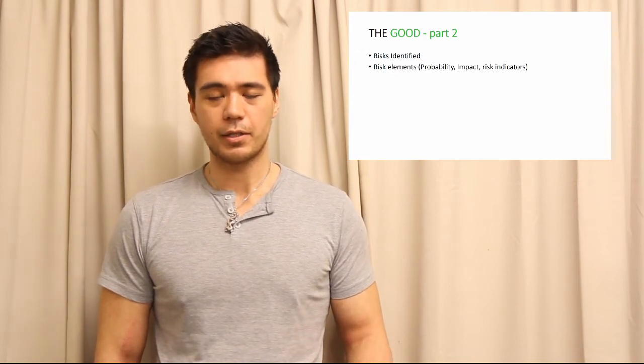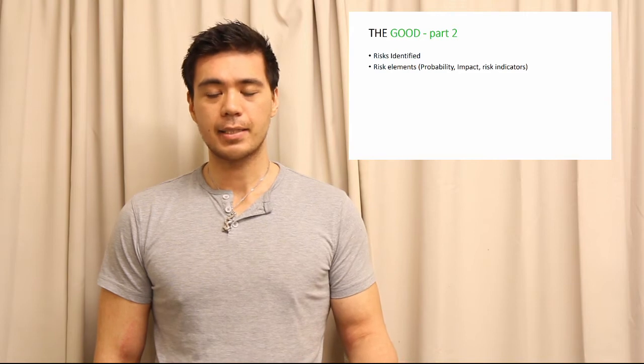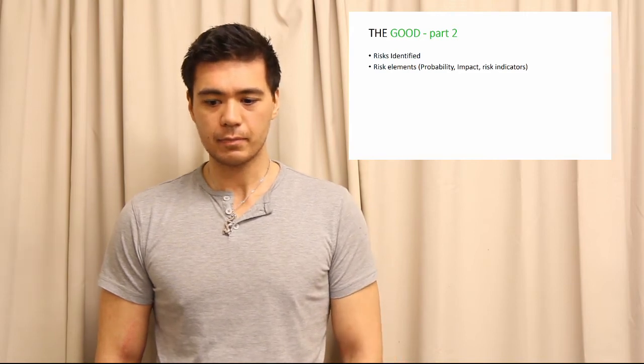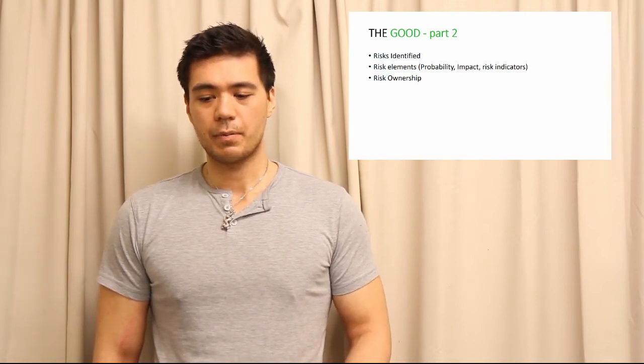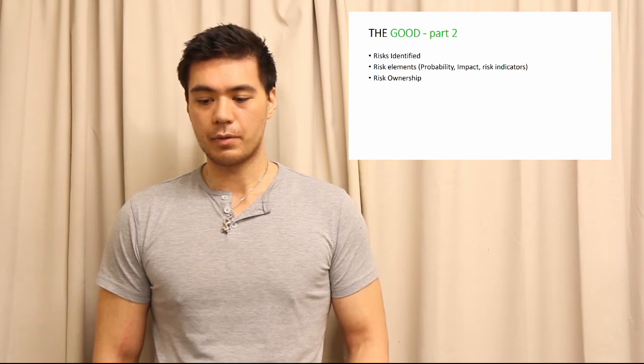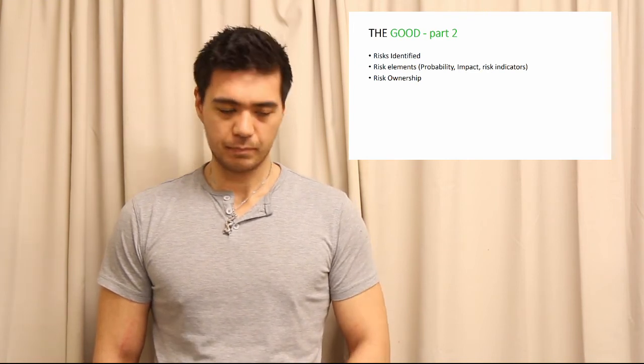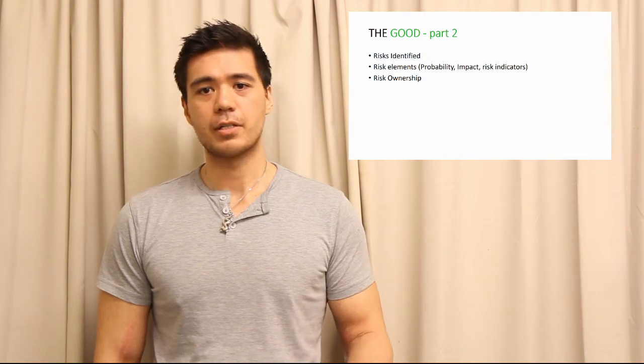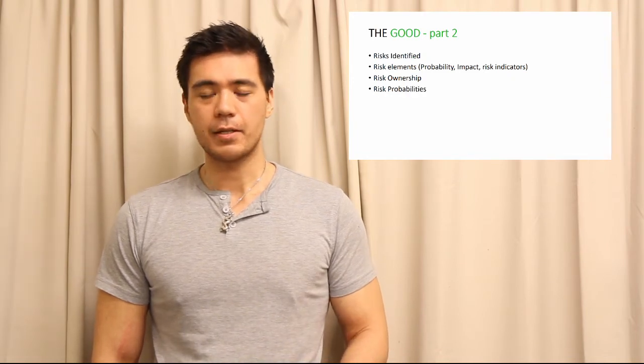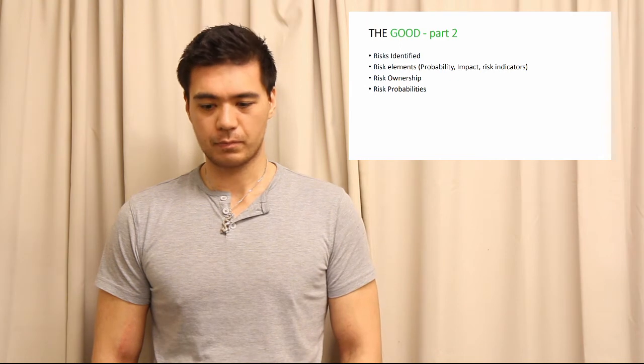There are several risks identified, and the list may or may not be expanded on, but in general seems quite good. And the key risk elements are mentioned as well. These include probability, impact, and risk indicators. Risk ownership is part of the responsibility allocation section. However, it's slightly different, and this is mentioned occasionally as well.